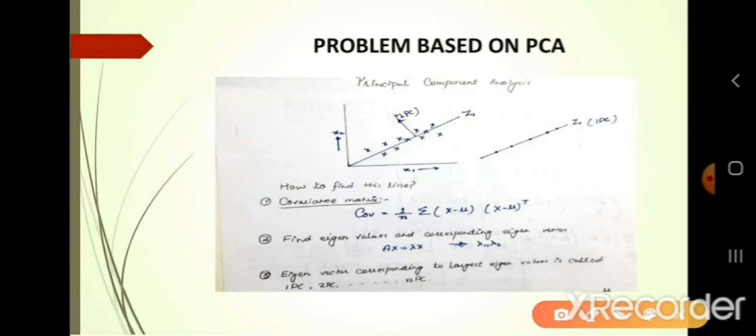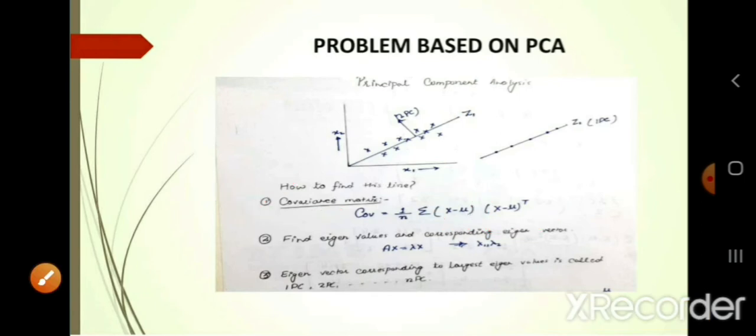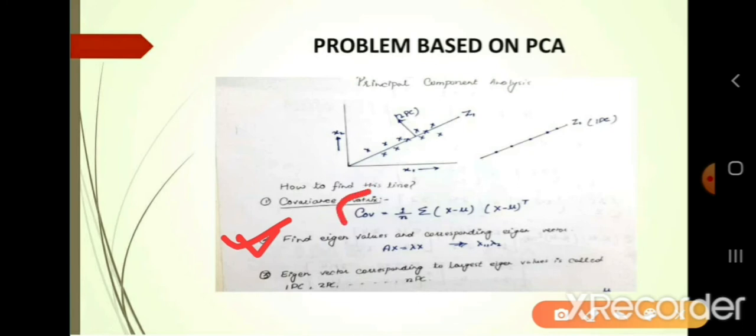We have already discussed the various steps. First, we will go into the calculation part. First we will find the covariance matrix. The formula is 1 upon n, where n is the total number of variables, times the summation of (x minus mu), that is the mean, and (x minus mu) matrix transpose. Next we will calculate the eigenvalues and eigenvectors from this covariance matrix. Third, based on the largest eigenvalue, we'll calculate the principal components. Clear?